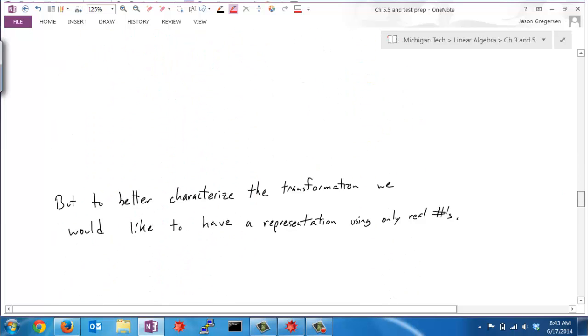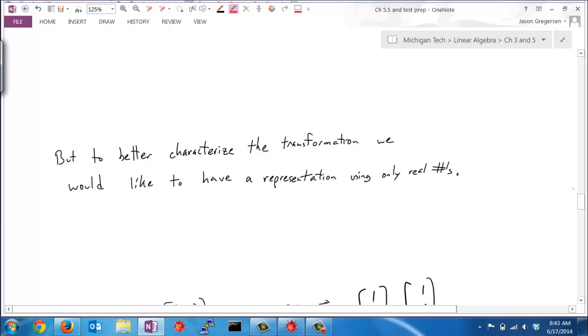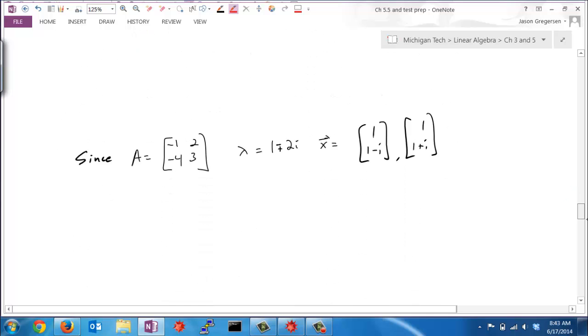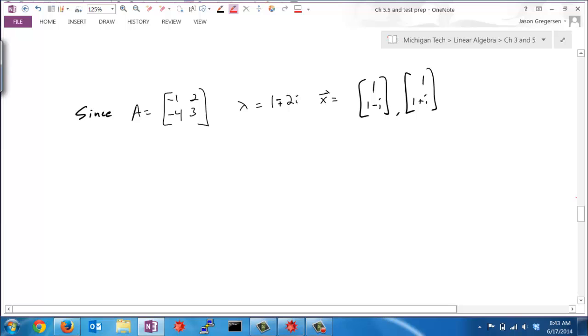So it would be better to characterize our transformation using only real values instead of these complex values. I really can't tell what they're doing. All right, so this is what I got so far. This is what we did. We found the eigenvalues. We found the eigenvectors. I'm going to start with the eigenvectors. I don't want to use complex ones. I want to use some real ones.